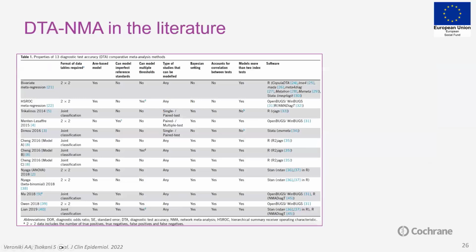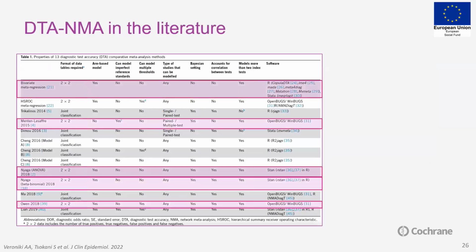So we aim to assess the performance of the models using the data available. We considered only the DTA-NMA models that required the 2x2 tables. And we also considered the bivariate meta-regression model as the control. Based on our collection of 32 data sets that were described previously, we applied these 4 models plus the bivariate meta-regression. We used the code provided in the relevant publications, and we applied the models using R-star and WinBUGS, while the bivariate meta-regression model was applied through the lme4 R package.